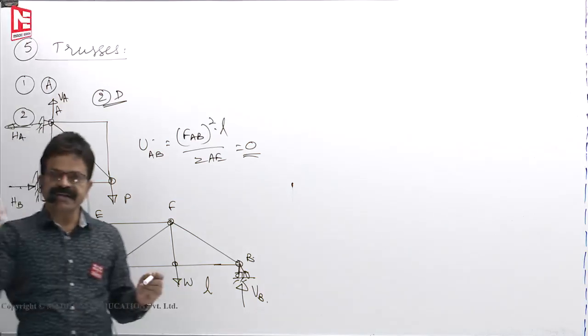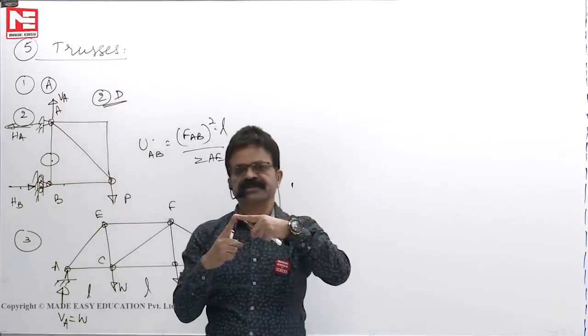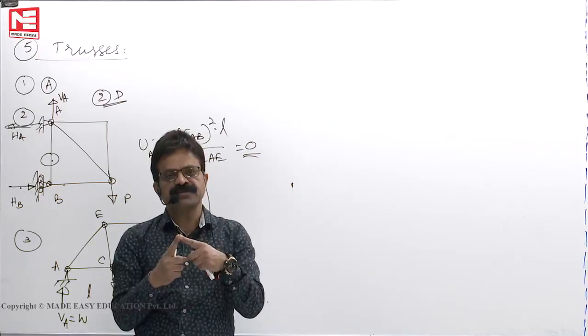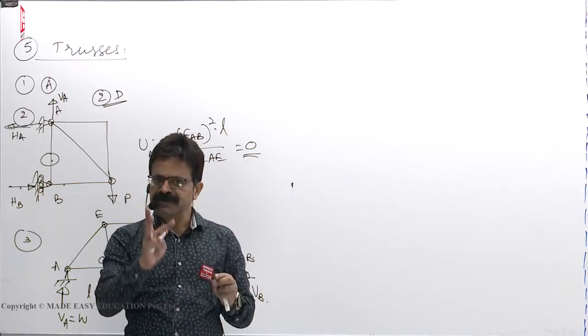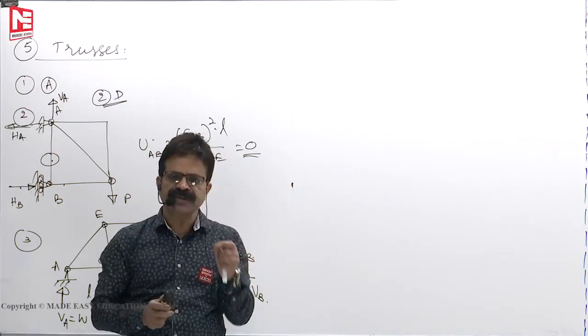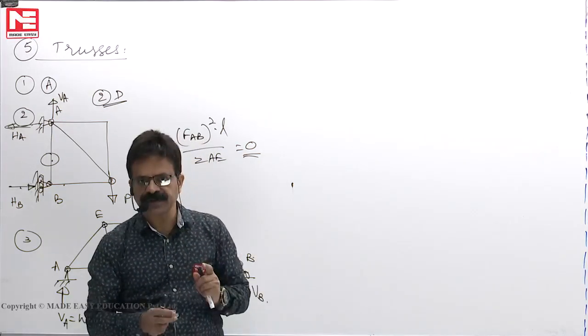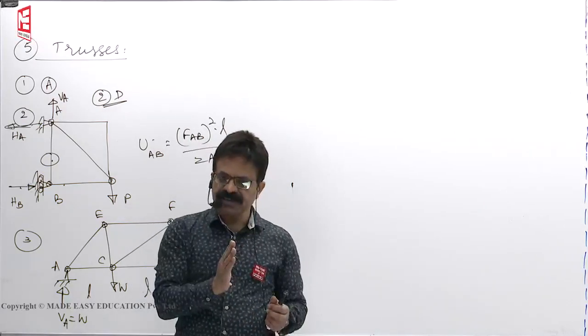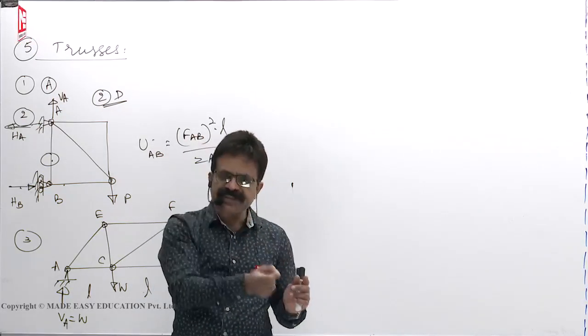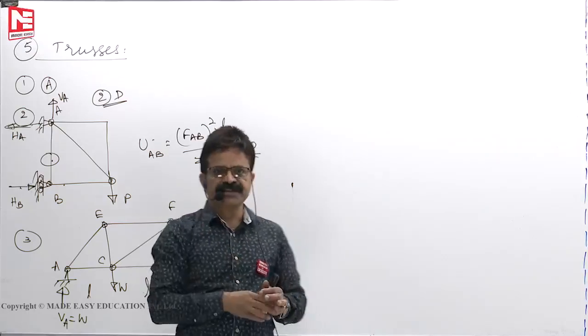First thing is, at a joint, if two non-collinear members are there with no external load, forces in both members are 0. Second one, if 3 members are meeting, 2 members are collinear, force in the third member is 0. Third one, I told you about the panel shear. If panel shear force is 0 in any panel, force in the inclined member in that panel is 0.